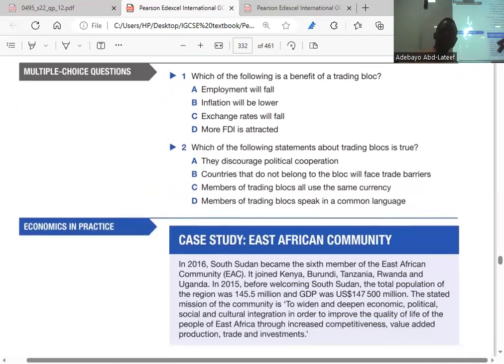Question 2. Which of the following statements about trading blocs is true? B, countries that do not belong to the bloc will face trade barriers. Thank you.